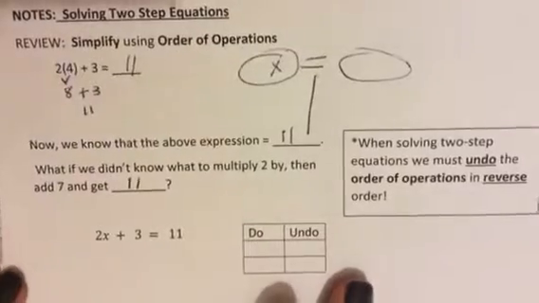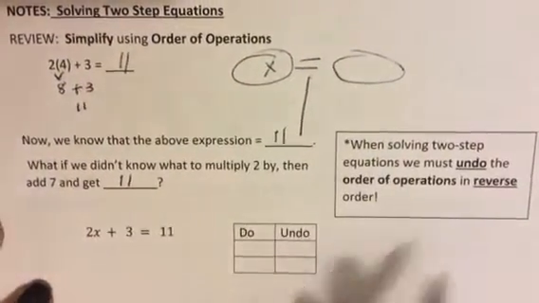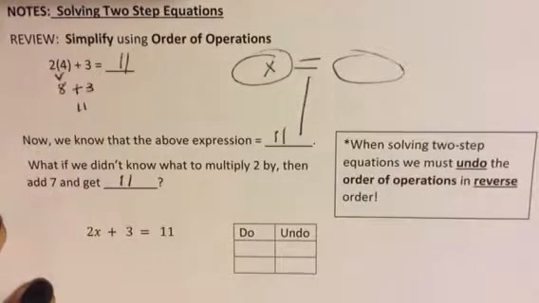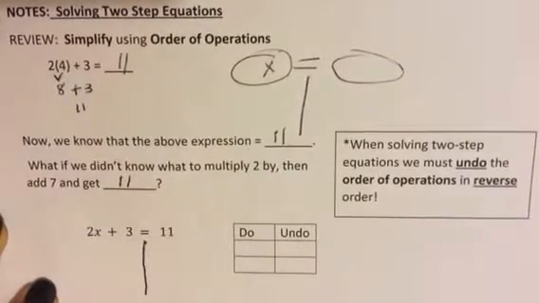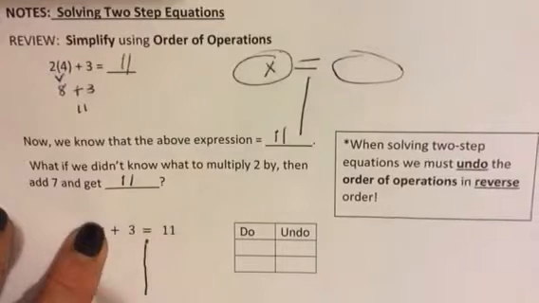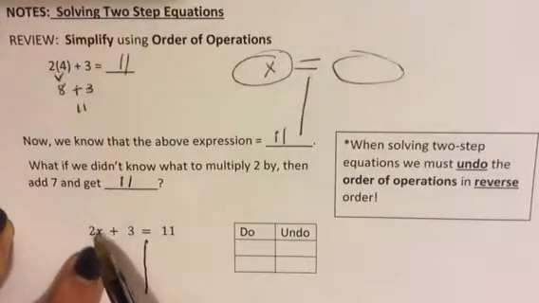Okay, so we're going to go backwards, and we're going to use our do-undo chart that I showed you with one-step equations. And a little note: when solving two-step equations, we must undo the order of operations in reverse order in order to get x alone. All right, so we're going to draw a line like we did with one-step equations. If this was a one-step equation and that was just x, the first thing we would do is subtract 3 from both sides. Well, now we've got a 2x there.